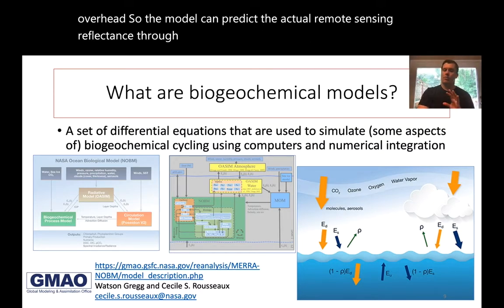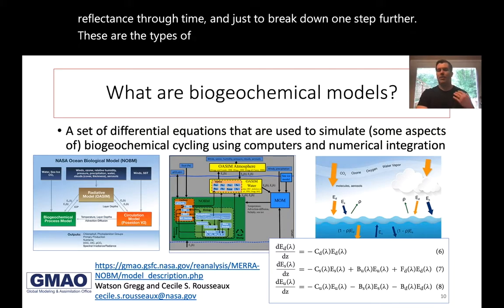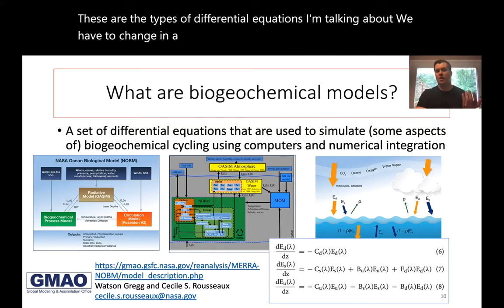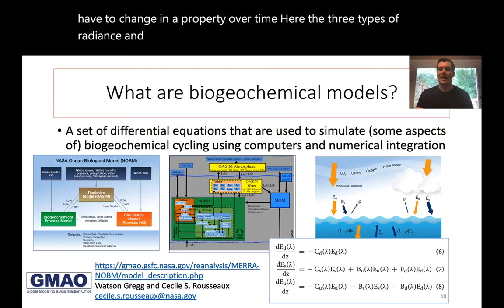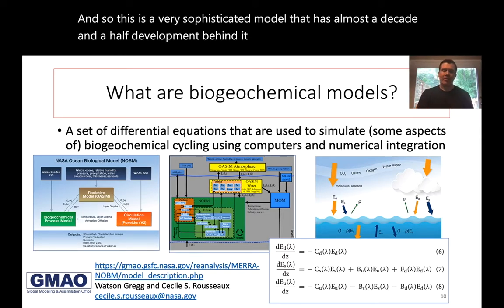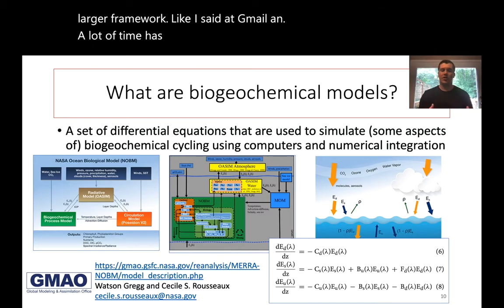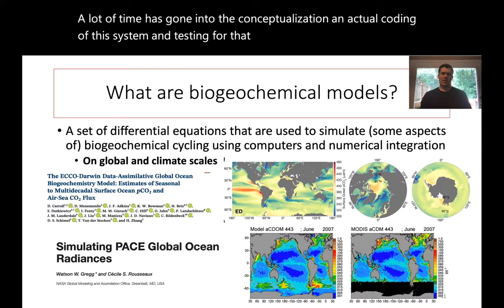And just to break it down one step further, these are the types of differential equations I'm talking about. We have the change in a property over time. Here, the 3 types of radiance and irradiance are being propagated into and out of the water column. This is a very sophisticated model that has almost a decade and a half of development behind it, if not more, and it's within a larger framework, like I said, at GMAO. A lot of time has gone into the conceptualization and the actual coding of this system, and testing for that matter.